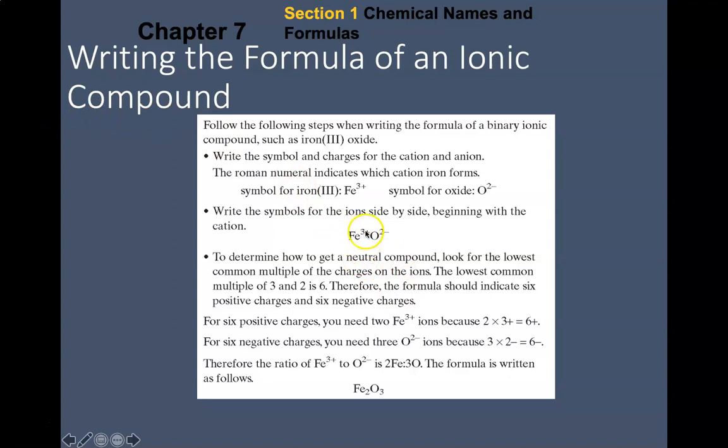So we're going to take the 3 that's attached to the iron, and we're going to crisscross it down to the subscript of oxygen, and we're going to take the 2 that is the charge on the oxygen, and we're going to crisscross it down and make it the subscript of the iron. And you can see down here that we end with Fe2O3. Because we've crisscrossed those charges.